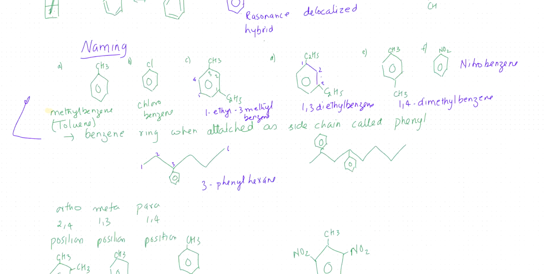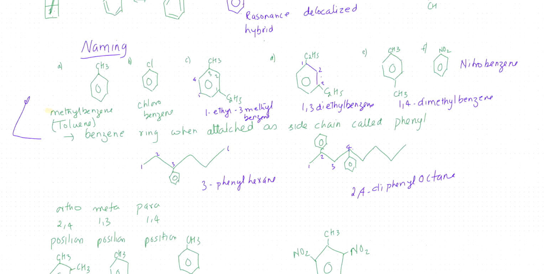Like methyl, ethyl, propyl, this is called phenyl. Phenyl means the benzene ring is attached as a side chain. For example, here, there's a long carbon chain of 1, 2, 3, 4, 5, 6, 7, 8 carbons. So it's octane. And these rings are attached on the second carbon and the fourth. So 2,4-diphenyloctane.